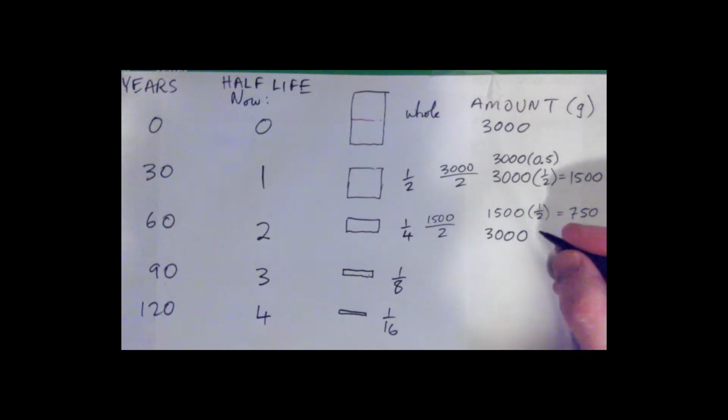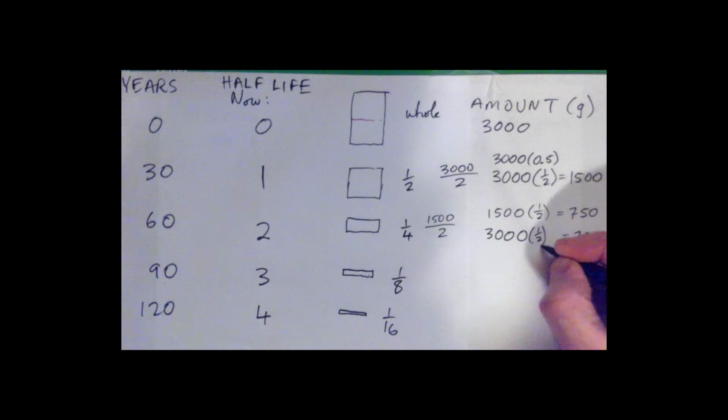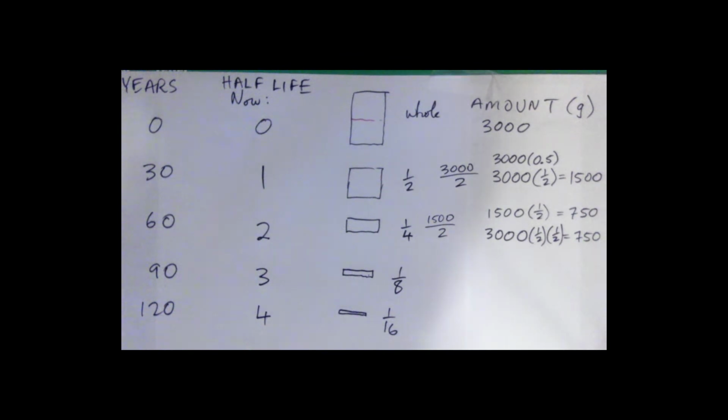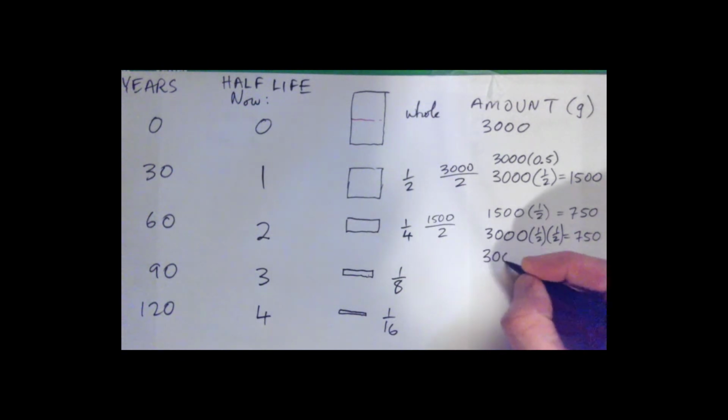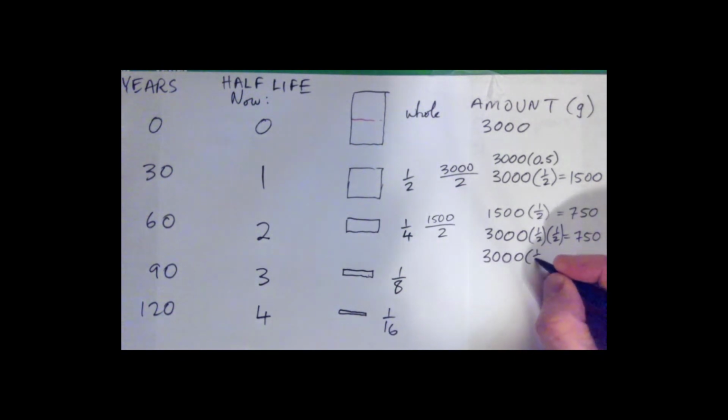Well, let's do it this way. 3,000 times a half gives what? And what happens if I multiply it by a half again? Yeah. So 3,000 times a half gives 750. And we can also write that with exponents, right? 3,000 times a half to the power of 2 gives us 750 grams, right?